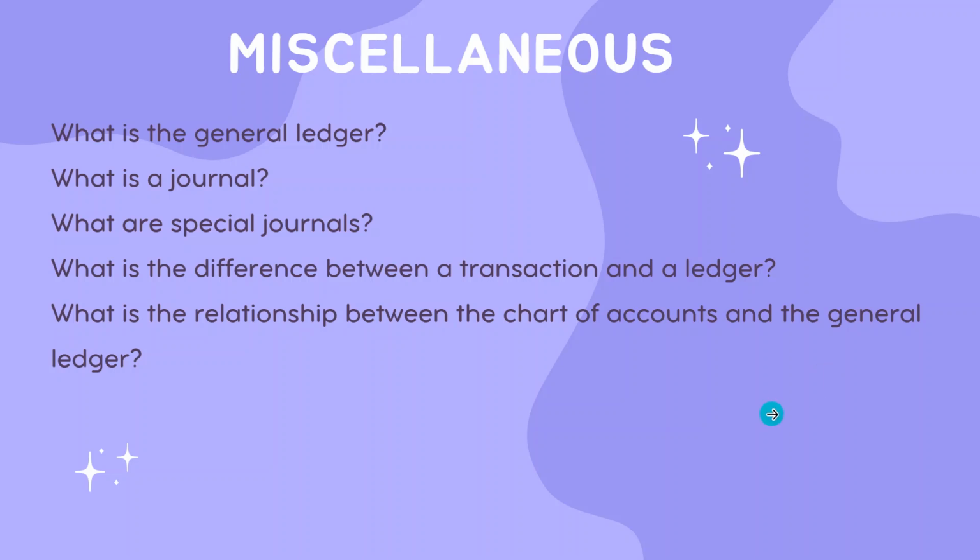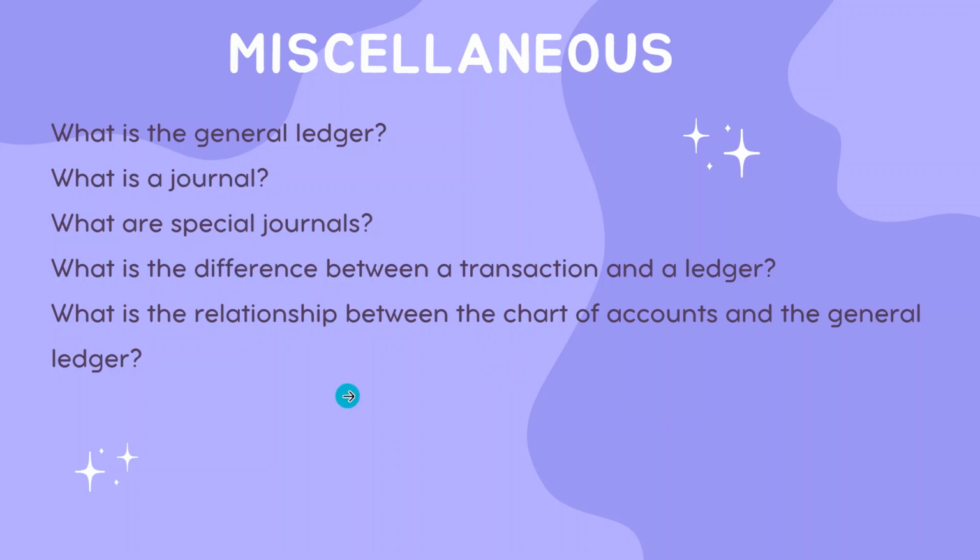What is a general ledger? General ledger, all the accounts. It's like your chart of accounts laid out. Every account that you have in your chart of accounts is put together in a ledger. You keep a running balance of each debit and each credit for each individual account in your chart of accounts in the general ledger.